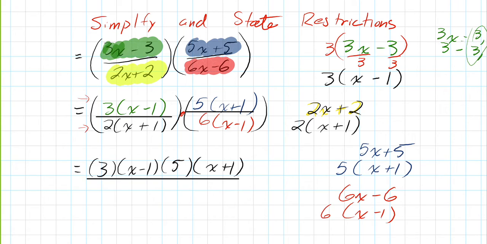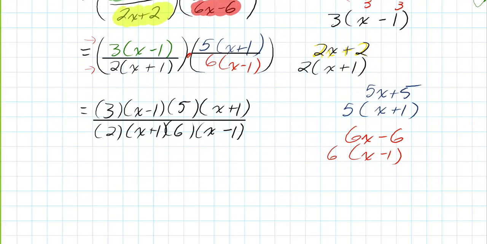And then I'm going to do the same thing on the bottom. Whoops. We got the number 2. We have x plus 1. The number 6. X minus 1. And these little brackets, think of them just like marbles, and we can put them in any order. It doesn't make any difference to our multiplication in the end.